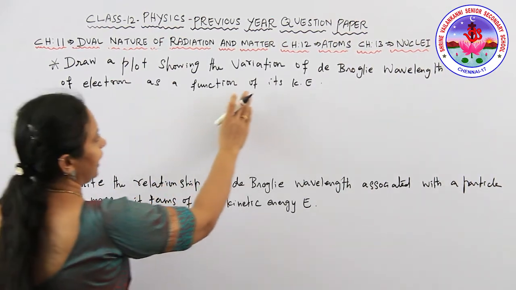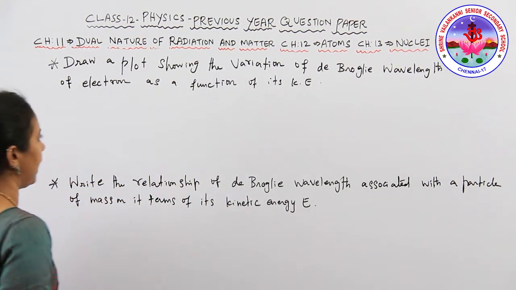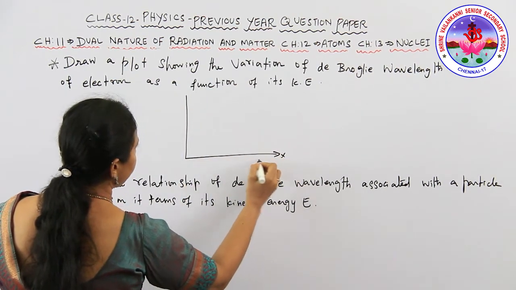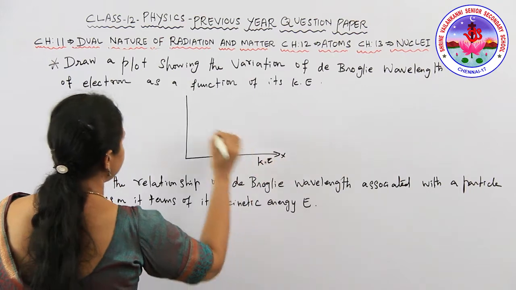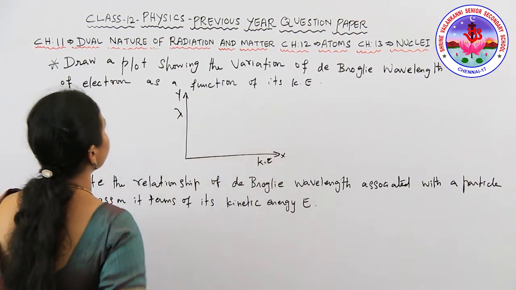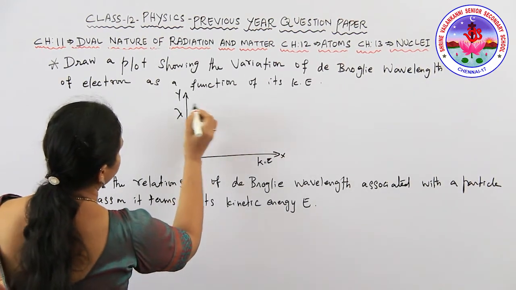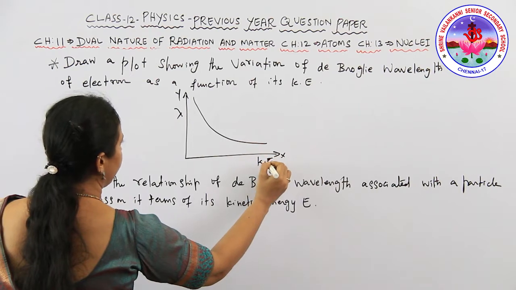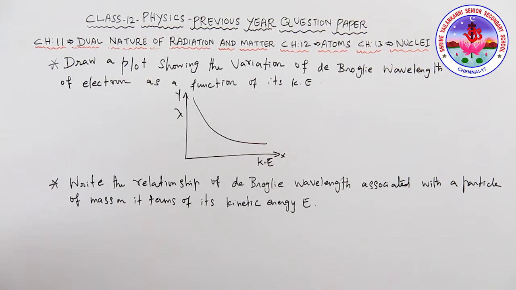Draw a plot showing the variation of the de Broglie wavelength of an electron as a function of its kinetic energy. So you have to draw kinetic energy versus lambda. Kinetic energy is on the x-axis, and on the y-axis you draw lambda. The de Broglie wavelength is inversely proportional to the kinetic energy. You will get the shape of the graph like this.